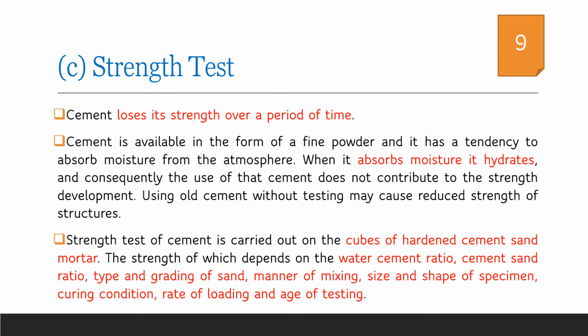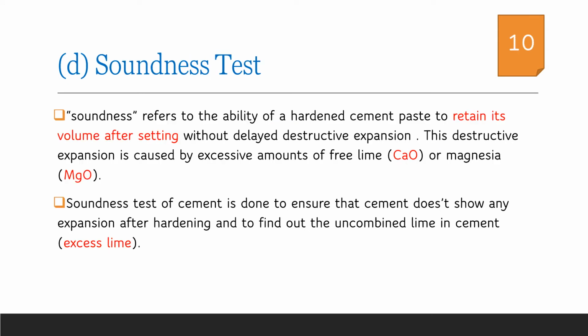Hence, it is always recommended to conduct a strength test for the cement samples. Strength test of cement is carried out on cubes of hardened cement sand mortar. The strength of the cubes depends on water cement ratio, cement sand ratio, type of grading of sand, manner of mixing, size and shape of specimen, curing conditions, rate of loading, and age of testing.